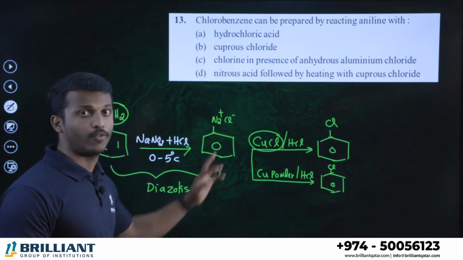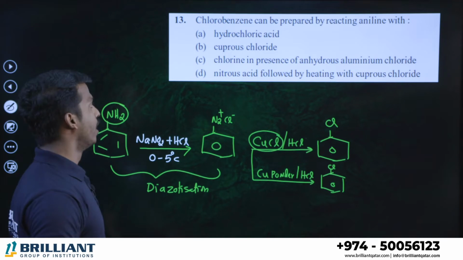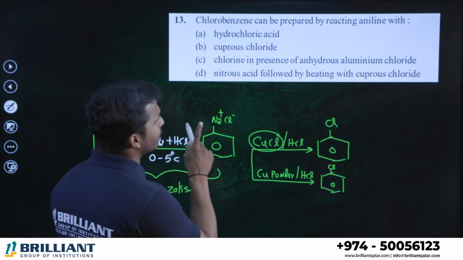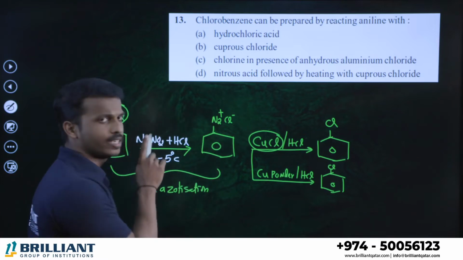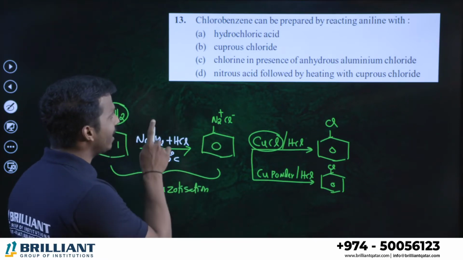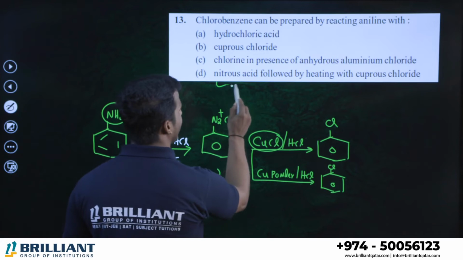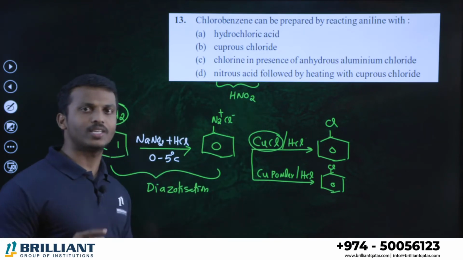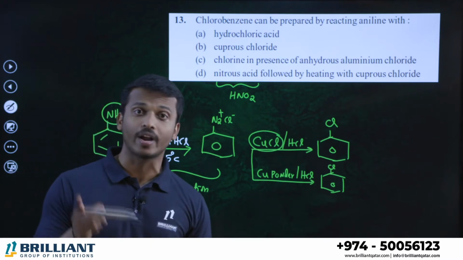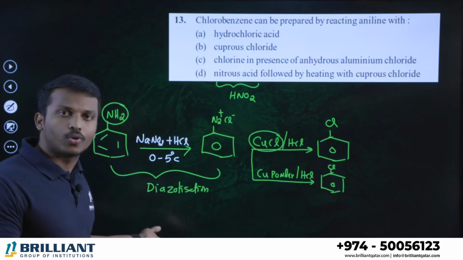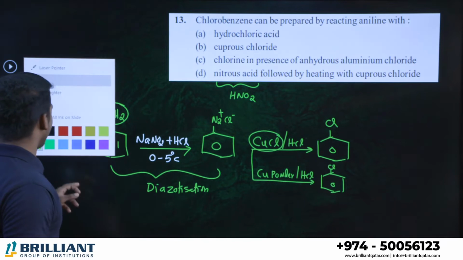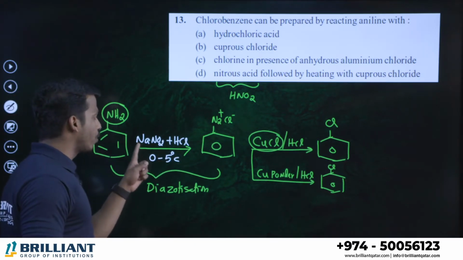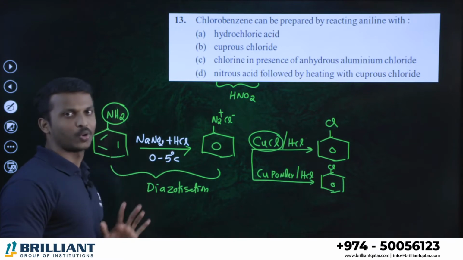Simply cuprous chloride, if you add into aniline, can it happen? No. First diazotization. Chlorine in presence of anhydrous aluminum chloride? No, that is electrophilic substitution. Nitrous acid. Dear student, what is meant by nitrous acid? HNO2. You know, nitric acid is HNO3. Nitrous acid is HNO2. It is hiding here, okay? Careful. Can you see NaNO2 and HCl? What is NaNO2? Sodium nitrite along with HCl, hydrochloric acid.